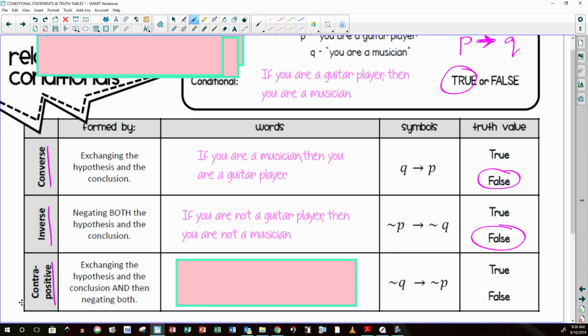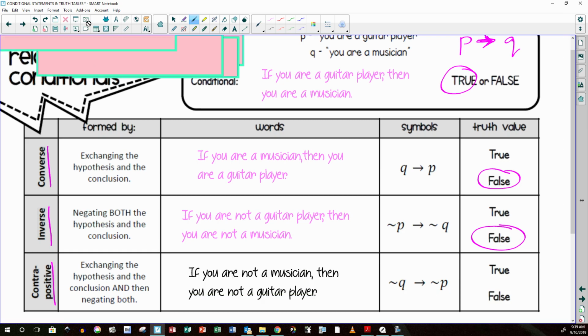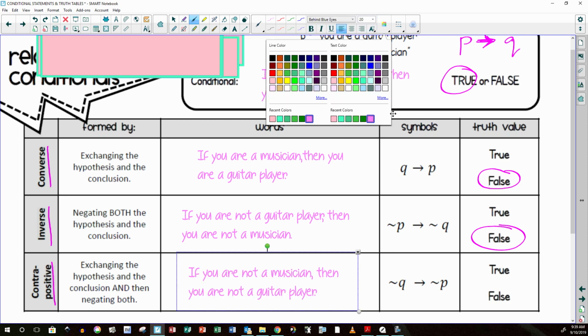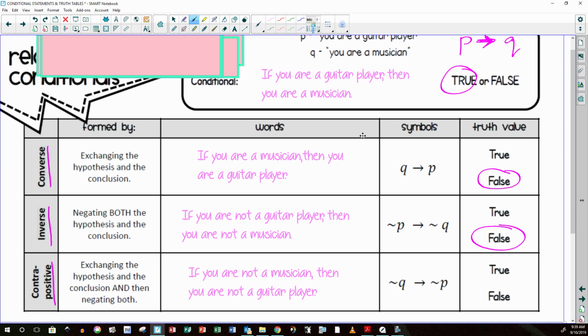And then your last one is called the contrapositive. That's where you take the converse, the Q, then P, and you make both of those say not. So now we're going to say, if you are not a musician, then you are not a guitar player. So would that be true or false? Well, if I'm not a musician, then I don't play anything at all. So this one is going to be true. So if you are not a musician, then you are not a guitar player.